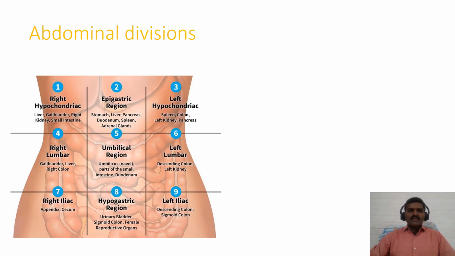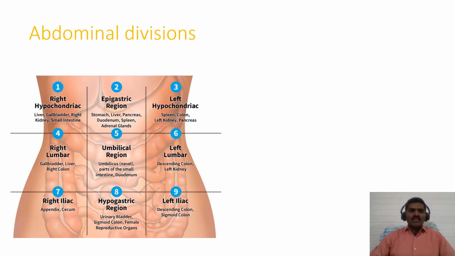Similarly, the abdomen can be divided into divisions by 2 vertical lines which pass through the right mid-clavicular line and the left mid-clavicular line, and 2 horizontal lines. The upper line passes through the transpyloric plane, which passes through the pylorus, and the lower line passes through the transiliac crest. So it divides the abdomen into 9 divisions, and as I told earlier, the genitalia is considered one of the divisions, which makes a total of 10 divisions in the abdomen.